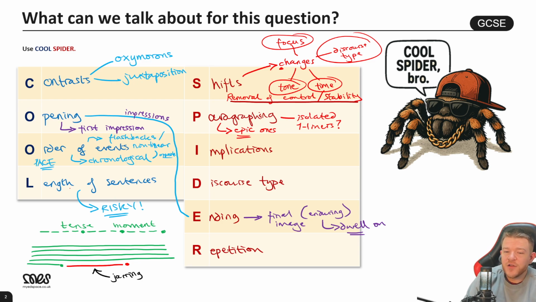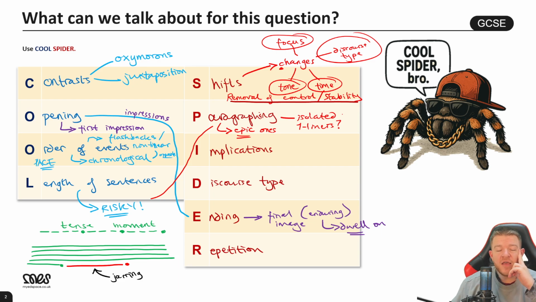Paragraphing, again, it's a little bit like length of sentences. It is risky to talk about if you've got nothing to say. So don't talk about it if there's nothing to say about it. It's not a free bit of structural analysis. It's one of those things realistically to avoid unless there's something really valid to say. Now, implications.